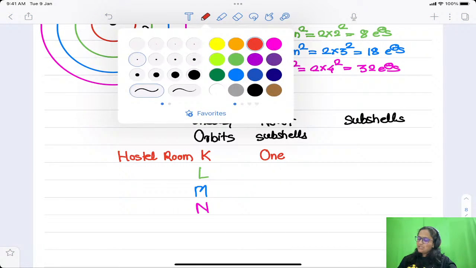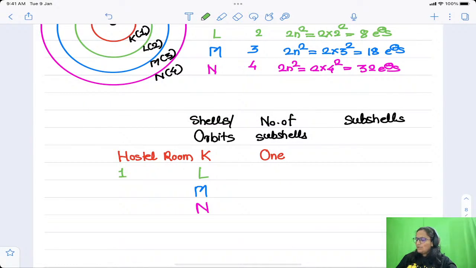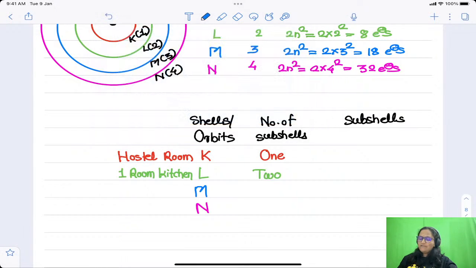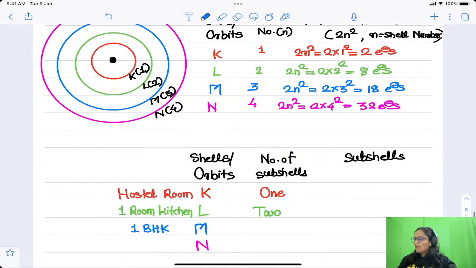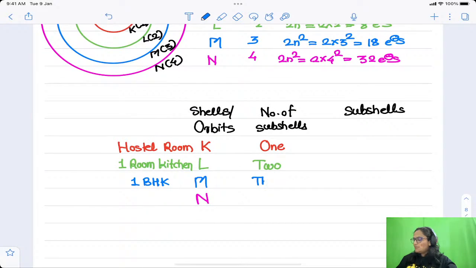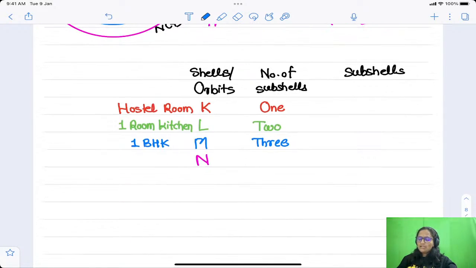Then next is the L shell. The L shell is just like a one room kitchen. One room kitchen means one living room and one kitchen, so how many total rooms are there? Two rooms, right? Then next is the M shell, which is a little bit bigger than the previous one. It is like a 1BHK. B stands for bedroom, H stands for hall, K stands for kitchen. So we have bedroom, hall and kitchen, which means a total of 3 rooms. How many rooms are available for the M shell? Three rooms. Rooms are nothing but subshells.